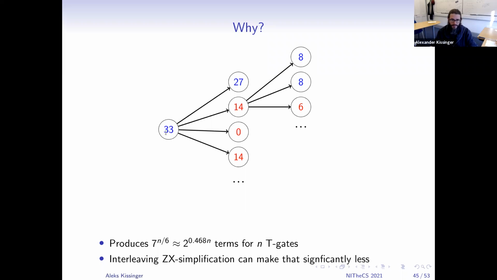And in fact, for instance, in one of these legs, maybe I'll get 0 T-gates left, and then I can just efficiently simulate the circuit that's at this node. Right? So that's cut off a whole subtree of this procedure.